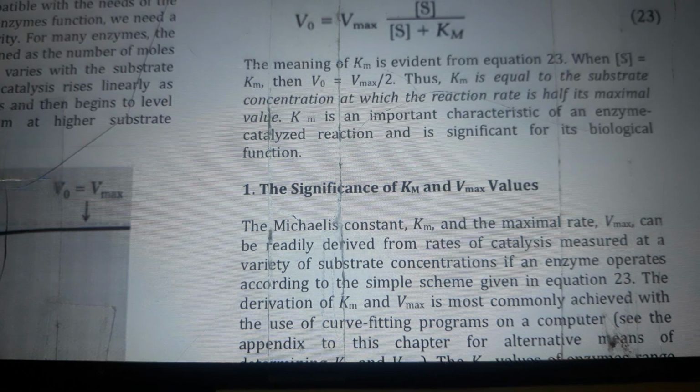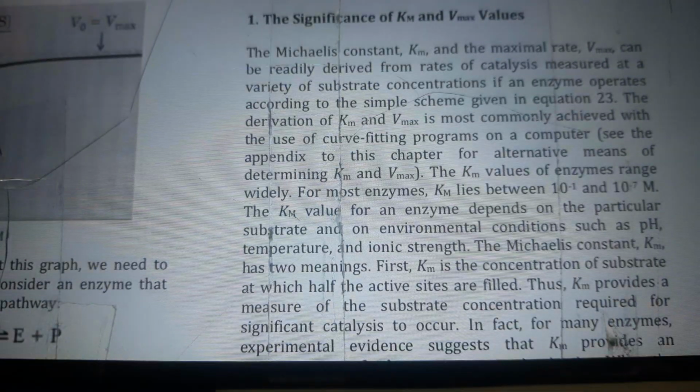Km is an important characteristic of an enzyme-catalyzed reaction and is significant for its biological function. The significance of Km and Vmax values: the Michaelis constant Km and the maximal rate Vmax can be readily derived from rates of catalysis measured at a variety of substrate concentrations. If an enzyme operates according to a simple scheme given in equation 23, the derivation of Km and Vmax is most commonly achieved with the use of curve-fitting programs. See the appendix to this chapter later for an alternate means of determining Km and Vmax.